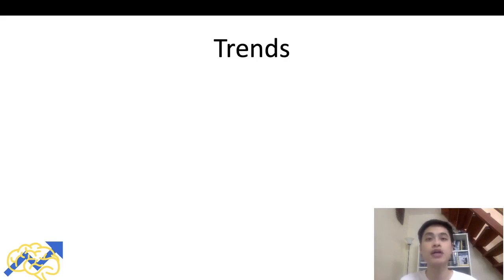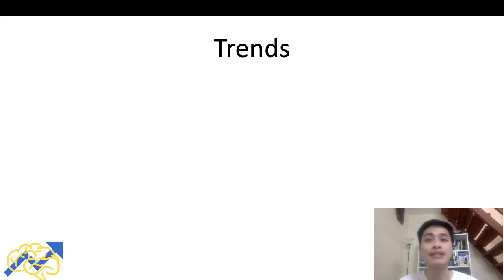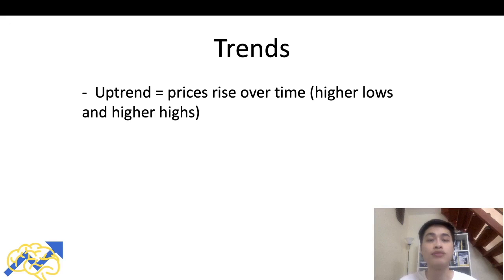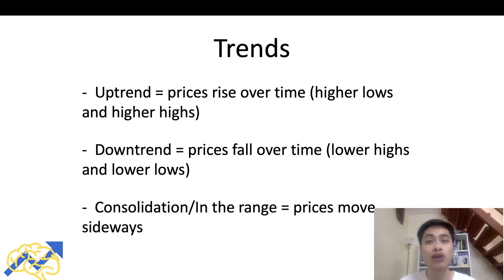So before we take a look at my 3 moving average trading strategies, I'm going to give you a quick overview of trends. Understanding what trends are will give greater context to the strategies that I will share with you later on. There are 3 main types of trends in the market: uptrend, downtrend, and consolidation, or in the range. An uptrend is when prices are generally rising over time, making higher lows and higher highs along the way. A downtrend is when prices are falling over time and making lower highs and lower lows. And consolidation, or in the range, is when prices are moving sideways.